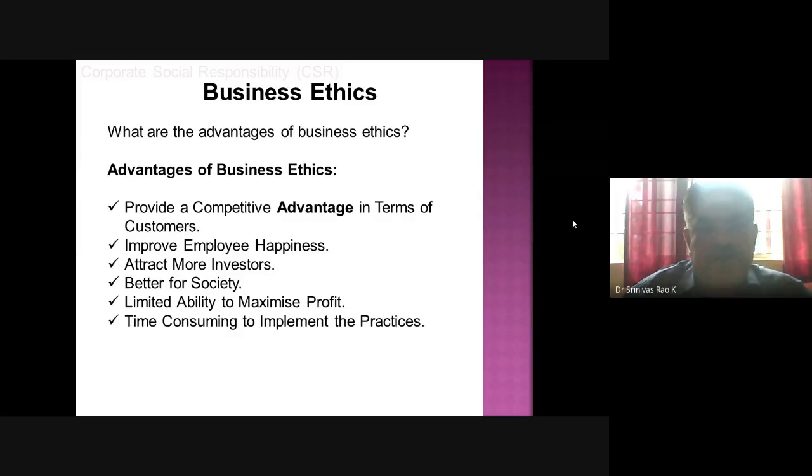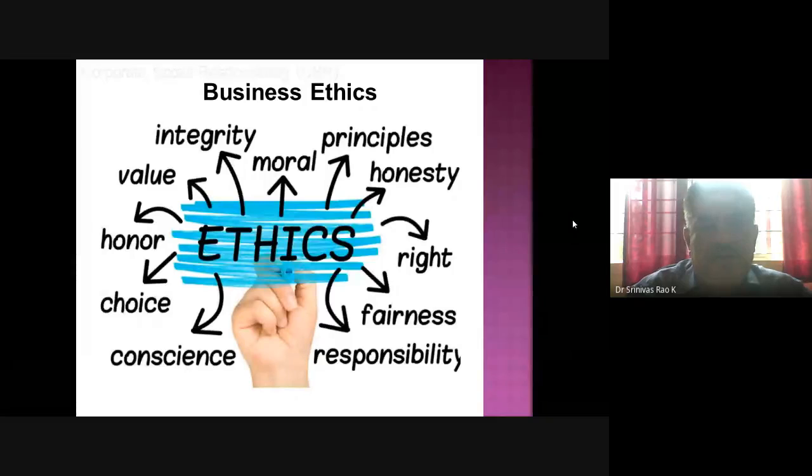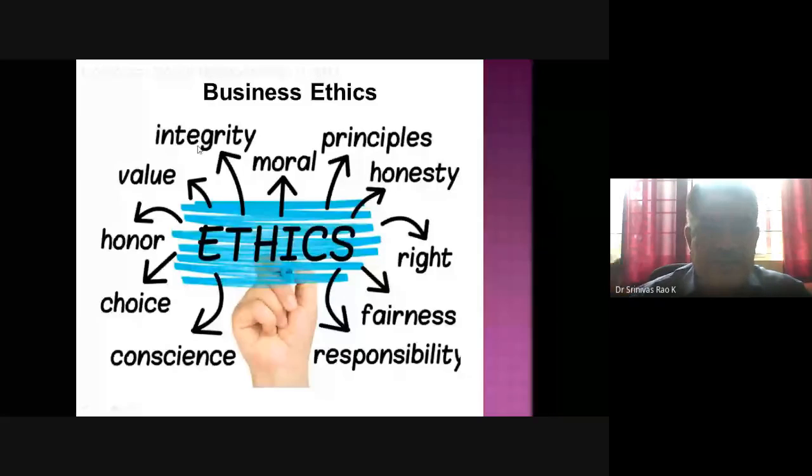neatly as per the marks. So you can remember this figure so that in the exam you can recall it, because pictures and images stay in memory better than normal slides. This has integrity, moral principles, honesty, right, fairness, responsibility, conscience, choice, honor, value, and all these are part of your ethics. Now I want to ask you one small question. What is integrity? Everyone knows principles, honesty, and other things, but what is integrity? Can anyone tell me what is integrity?